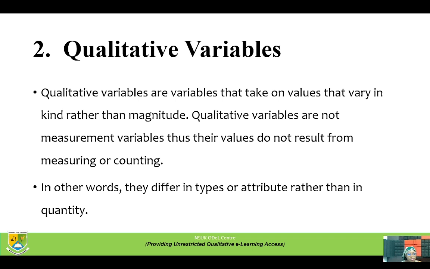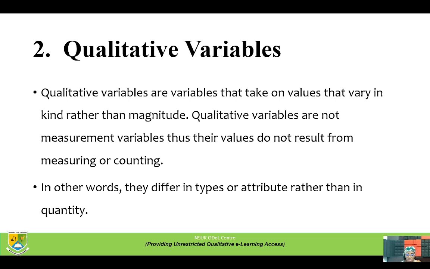Moving forward, going to the other classification of variables, that's the qualitative variable. Qualitative variables are variables that take on values that vary in kind rather than in magnitude. They are characteristics that can only be expressed in words. They are descriptive variables based on observations.